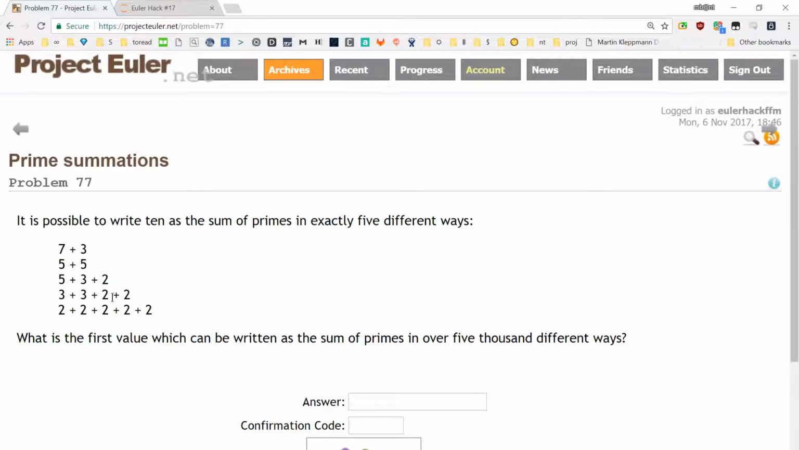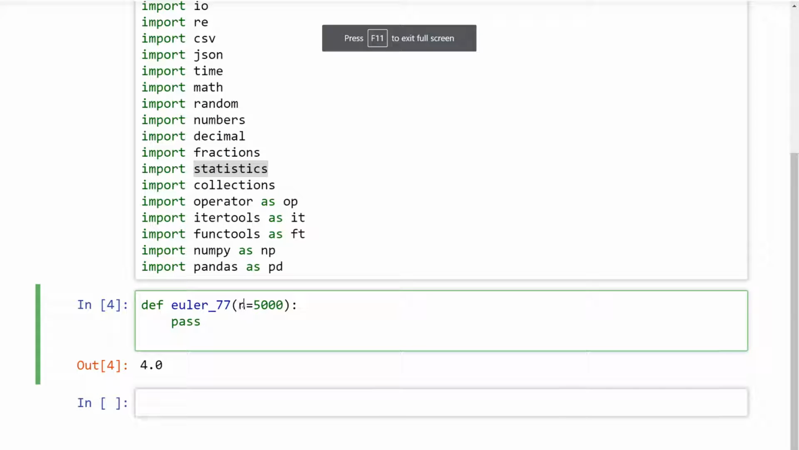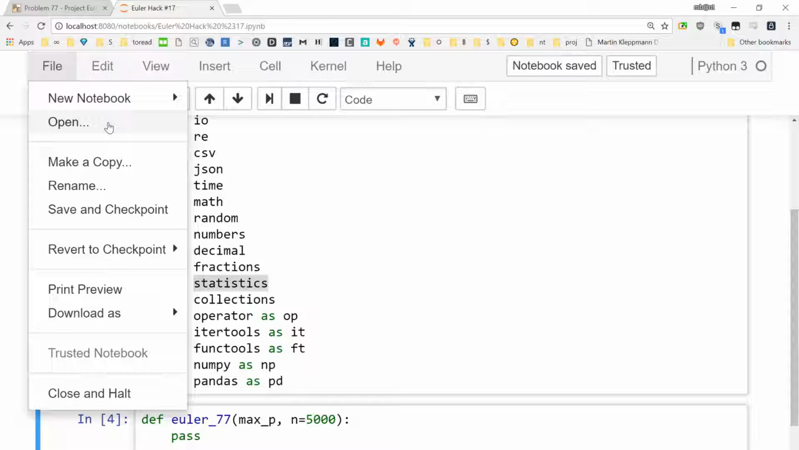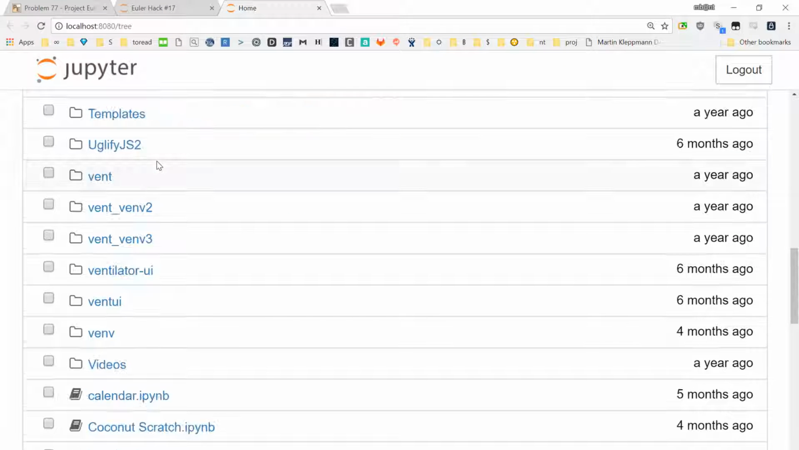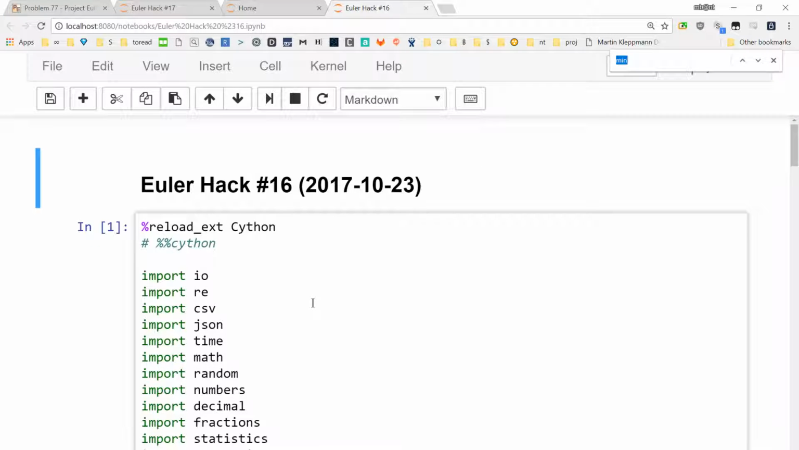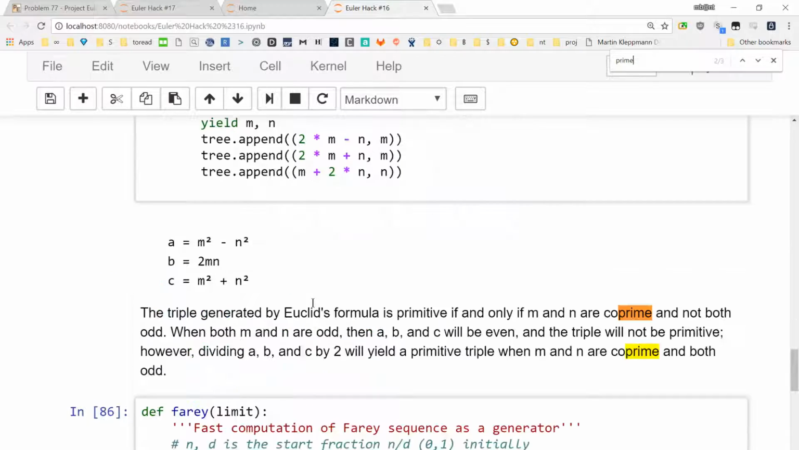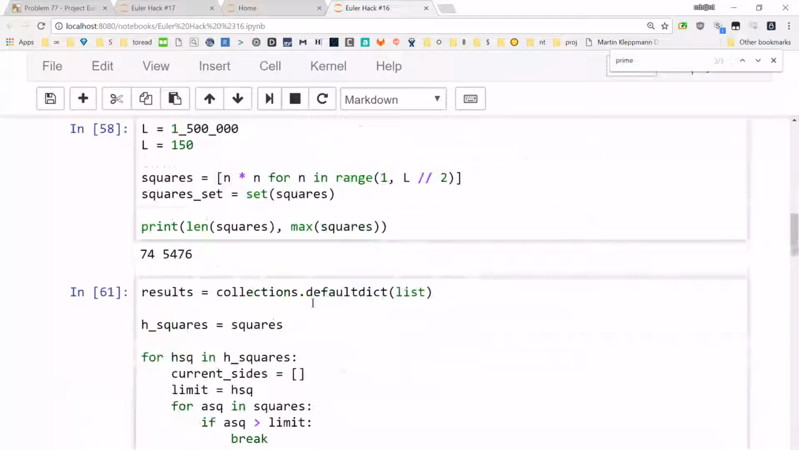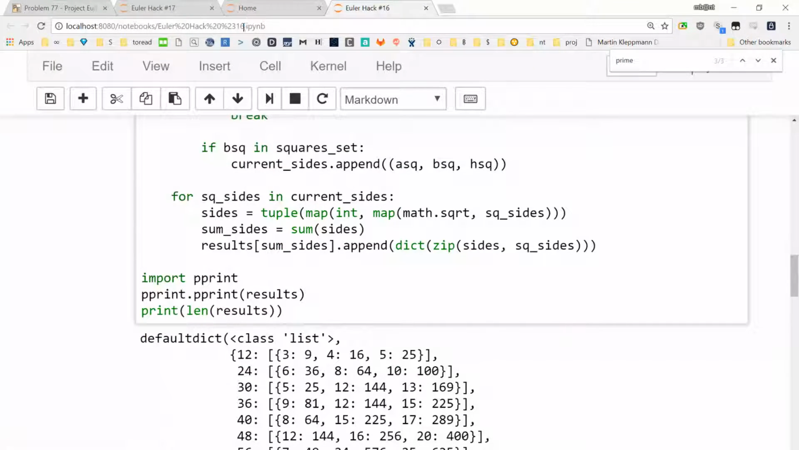Okay, so I guess the argument is max p. Also, we need primes, I guess. I should name the thing, but probably it's in 50% of the things.